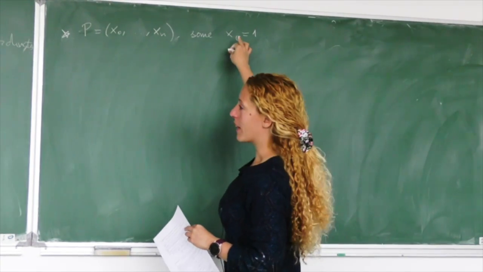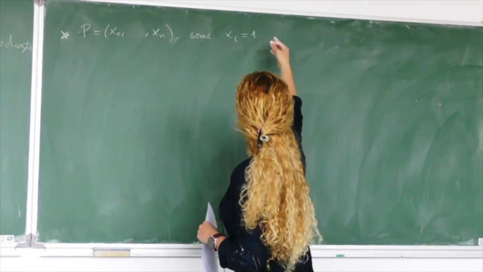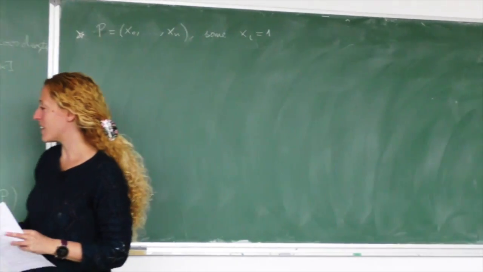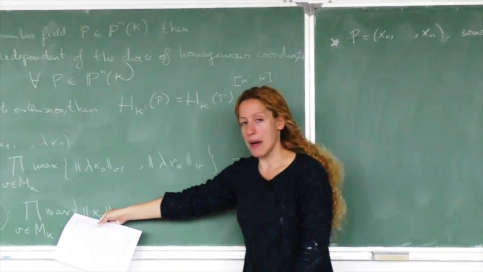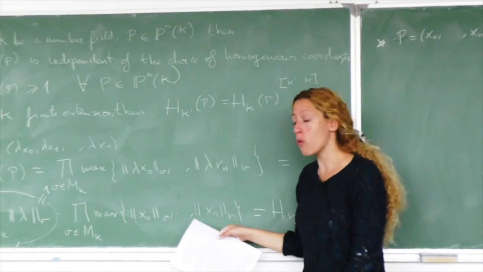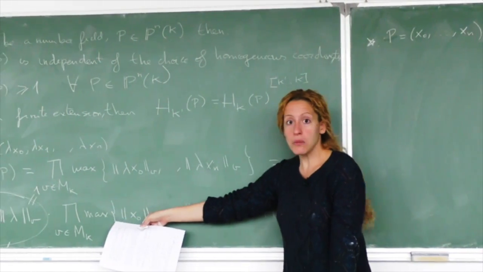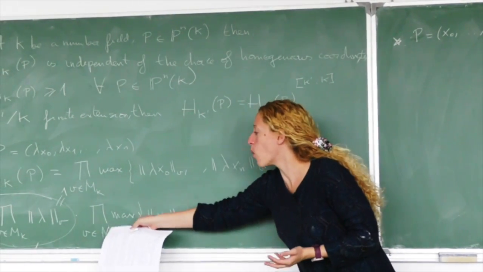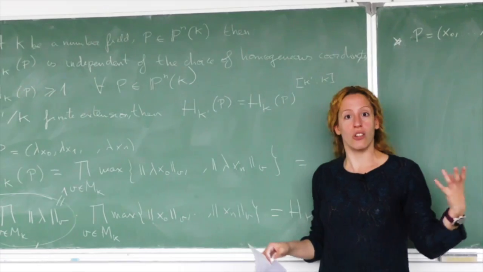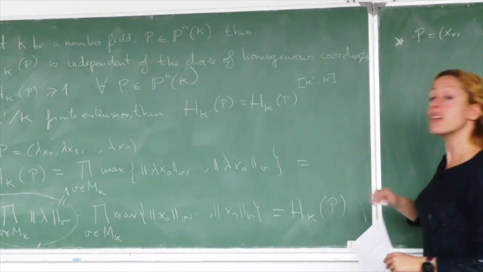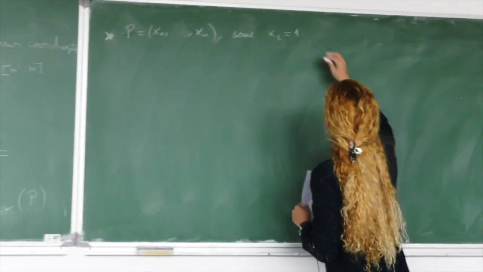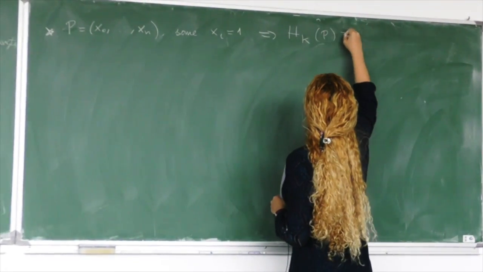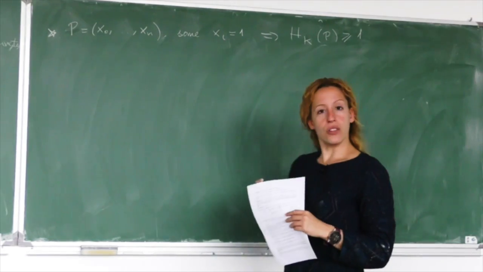So, okay, if I have one coordinate that is equal to 1, then I just look at the formula for the height. Each time that I'm taking the maximum here, I have at least 1. So this maximum is going to be greater or equal than 1. And I do the product of all those numbers, all of them greater or equal than 1, and hence the height is greater or equal than 1. So in this situation, we have that this is greater or equal than 1, and we are done.